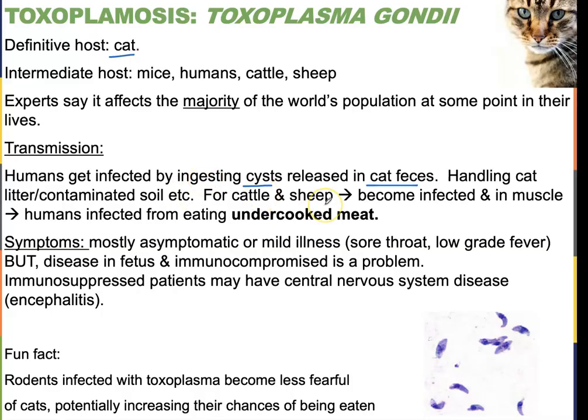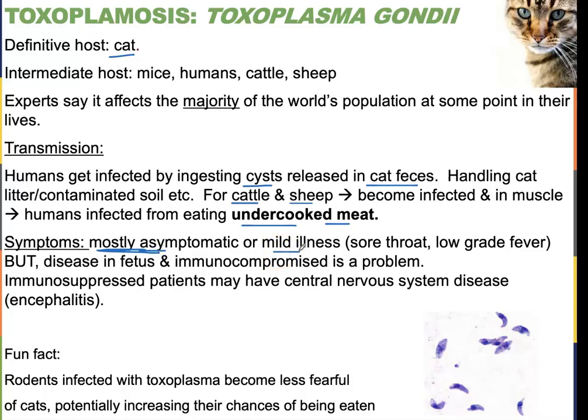Cattle and sheep become infected by eating those cysts in the wild, in the soil. For cattle and sheep, the parasite goes into the muscle, so we can actually get it from undercooked cattle or sheep meat. The symptoms are either asymptomatic, right? So it's not a big deal for most people, asymptomatic or mild.